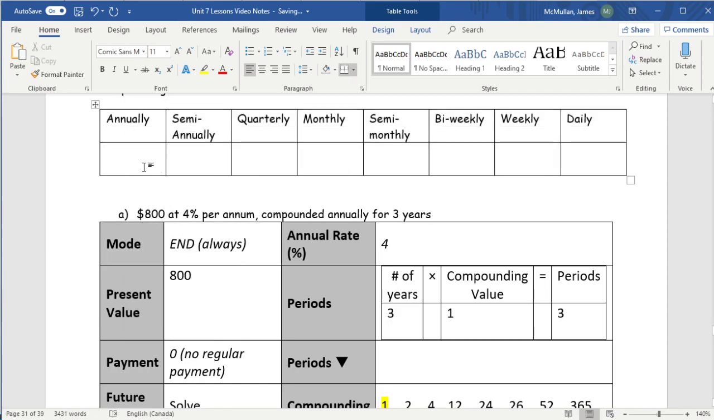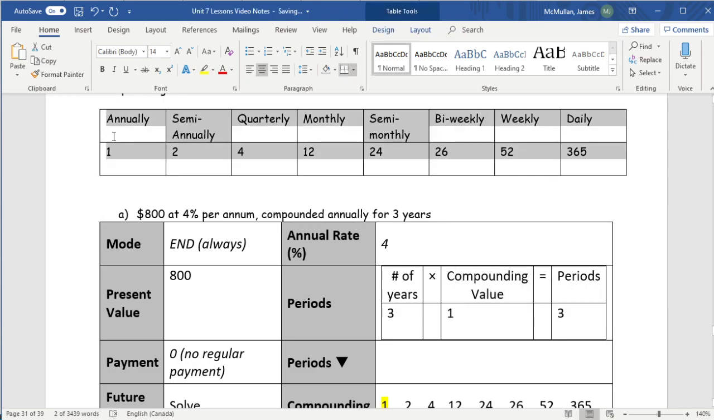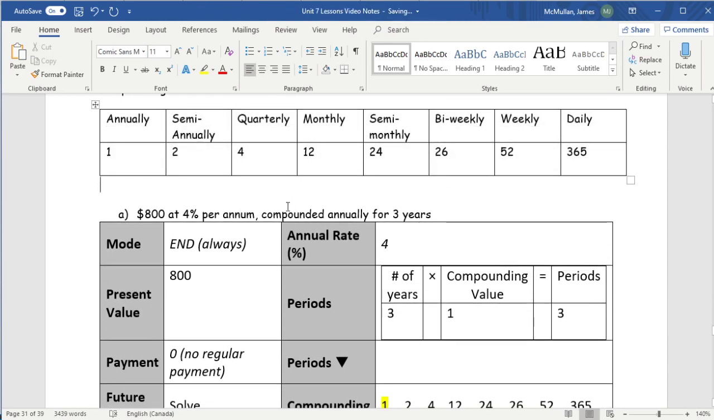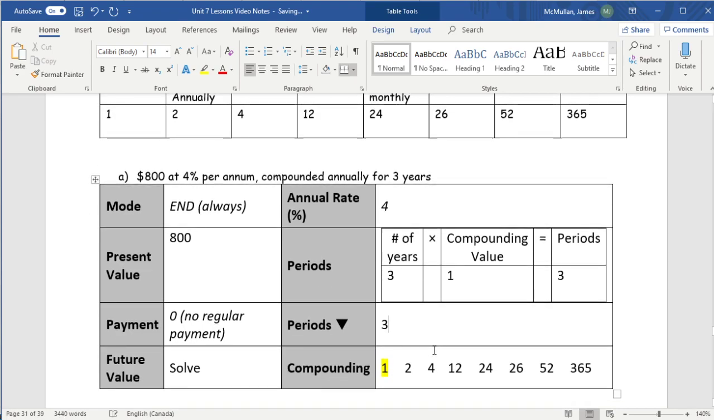Now annually is once a year, semi-annually is twice a year, quarterly is 4 times a year, monthly is 12 times a year, semi-monthly is twice a month, which would be 24 times a year, bi-weekly is every other week, which would be 26 times a year, weekly is 52 times a year, and daily is 365 times a year. So when I say compounding value, I just mean use this chart. Our question says annually. So the number of years times the compounding value gives me 3, which means the periods is 3. So I'm going to go back to my calculator.